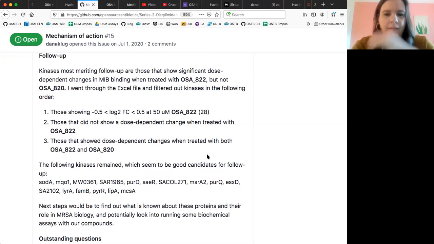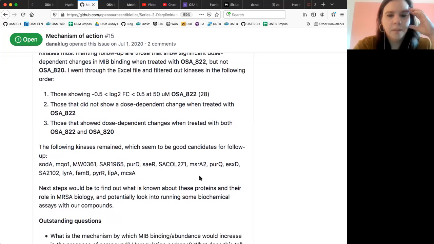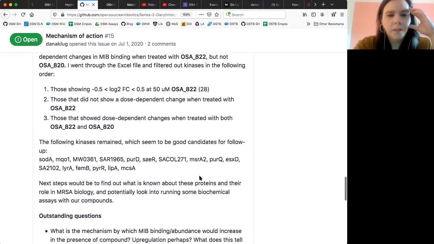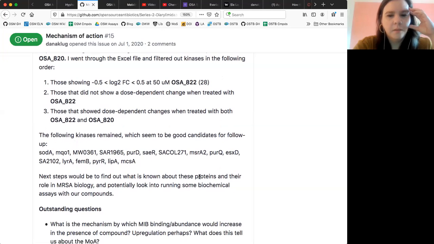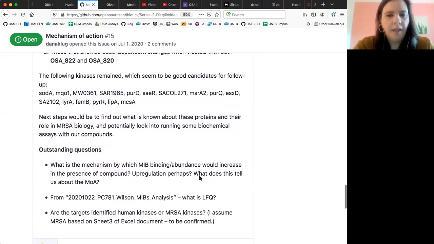So one of the questions that I had for them would be, what exactly would the mechanism be? Where your compound would be increasing the amount of protein that would be pulled down. I guess maybe that would tell you that this compound may be hitting a protein that's upstream and upregulating this target that then shows increased abundance. But I'd like to just hear what they have to say about that for sure.